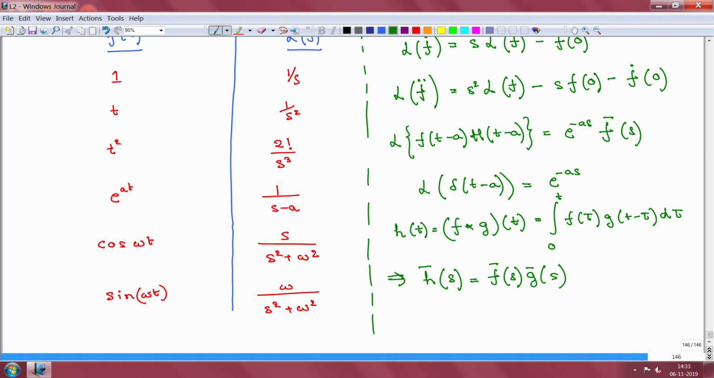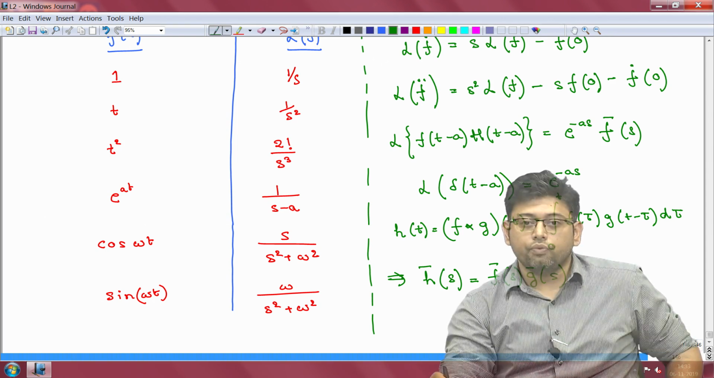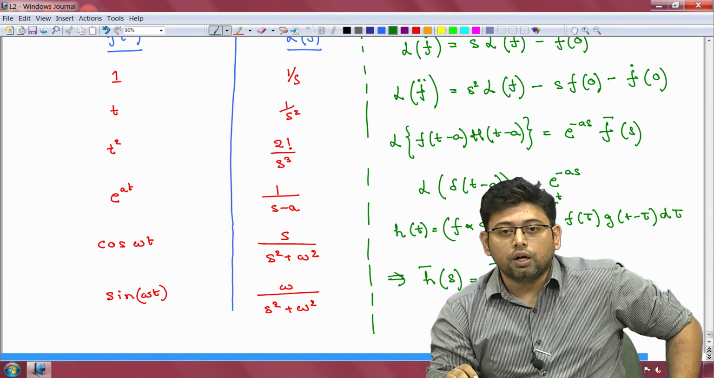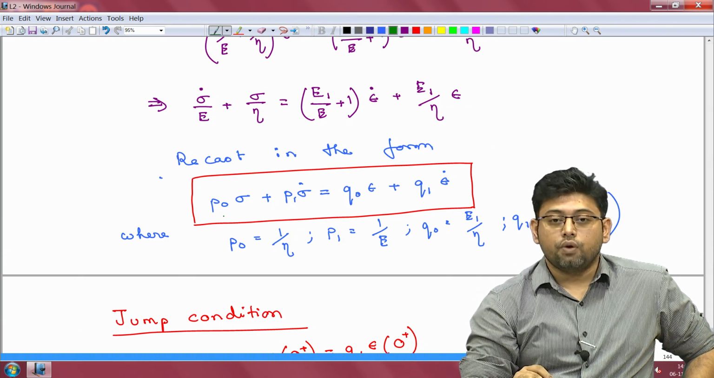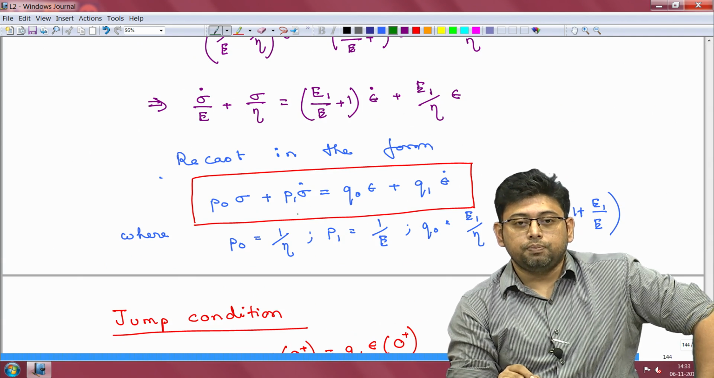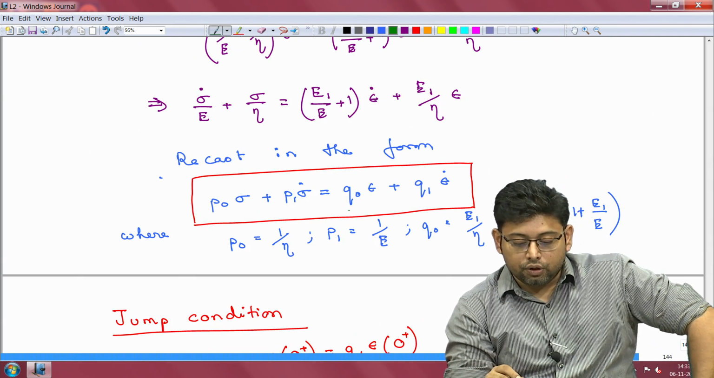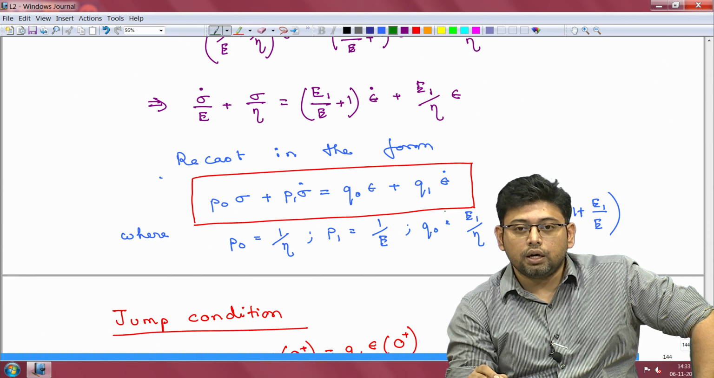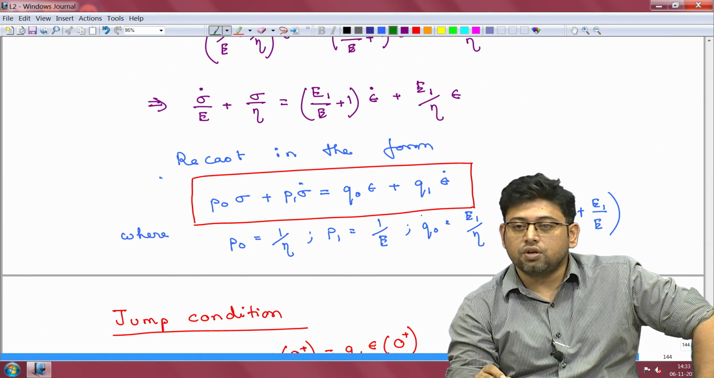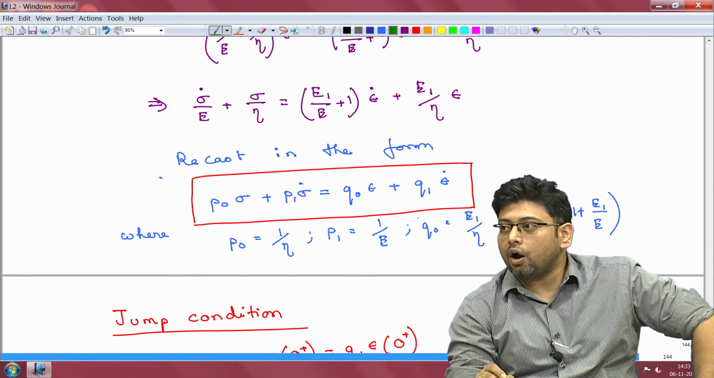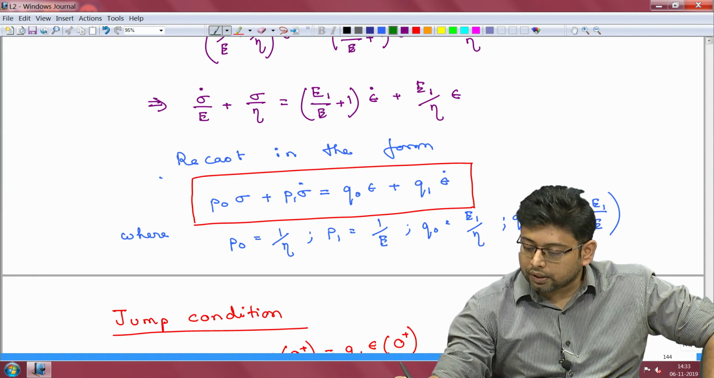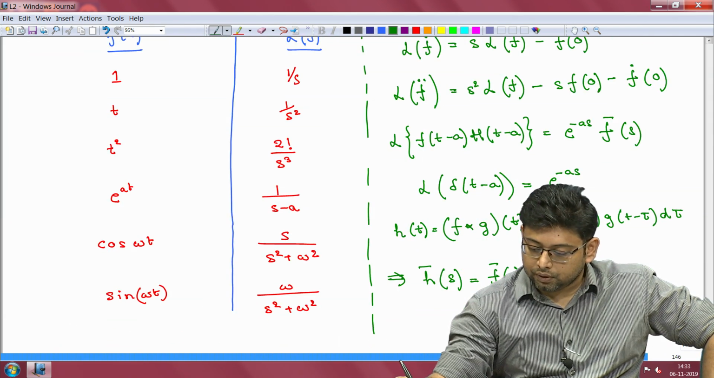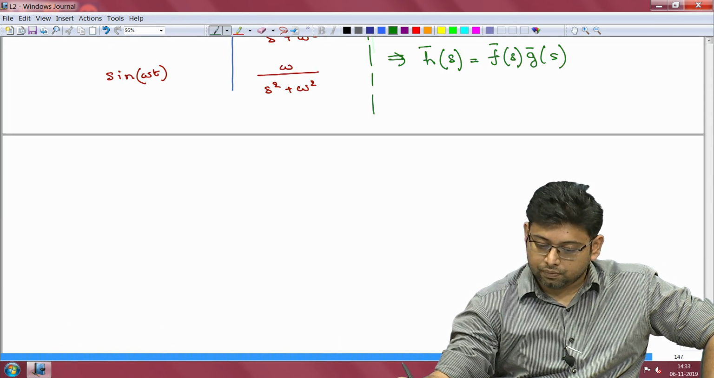So now with this quick recap, we are ready to solve the particular ODE that we wanted to. What is that ODE in question? It was this: P naught sigma plus P1 sigma dot equals Q naught epsilon plus Q1 epsilon dot. We want to solve this, and at the beginning we will not care what P naught, P1 etc. are. Once we solve this, then we will insert these values to get our result.